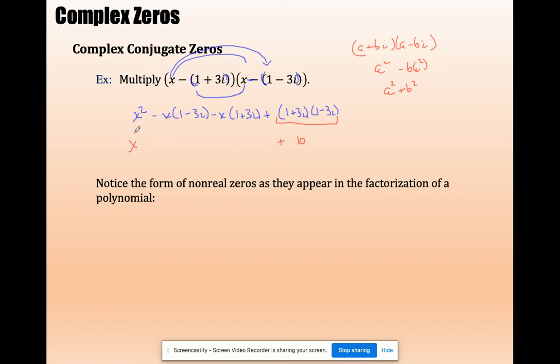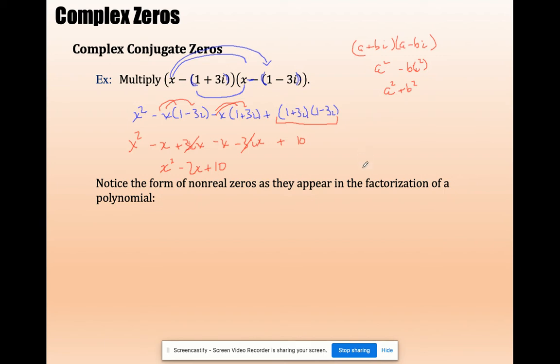Then I'm going to have x squared here minus x plus 3ix minus x minus 3ix. And notice that my i's went bye-bye here. There were no i's after I multiplied here because of my conjugate pattern. And then here, bye-bye to the i's simply because of multiplication. So I ended up with x squared minus 2x plus 10.